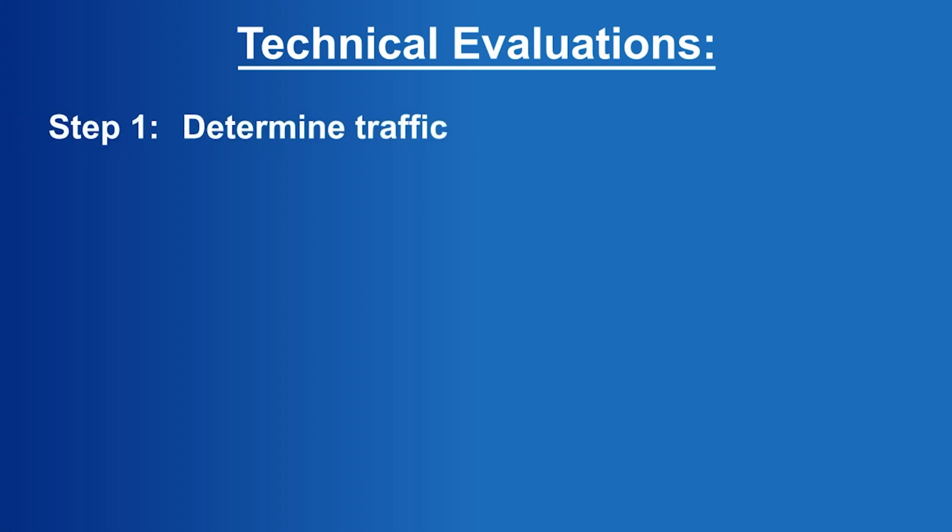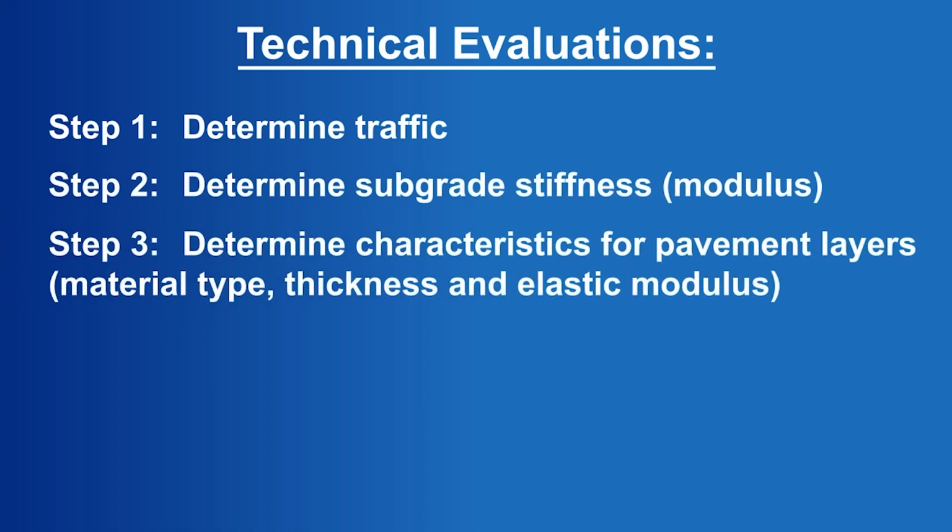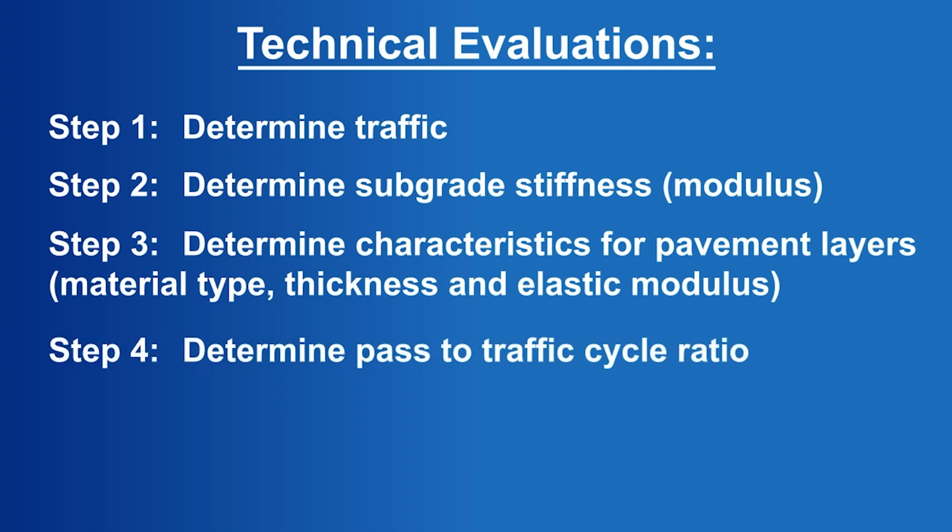1. Determine traffic, type of aircraft, and number of annual departures. 2. Determine subgrade stiffness. 3. Determine pavement characteristics of each layer above the subgrade, material type, thickness, and elastic modulus. Note: modeling existing pavement structures in FAARFIELD often requires the use of user-defined layers. 4. Determine pass to traffic cycle ratio. 5. Run the PCR evaluation.